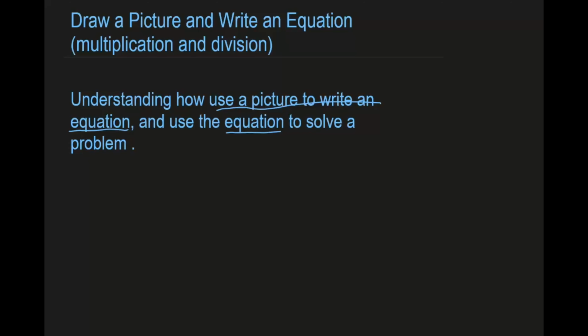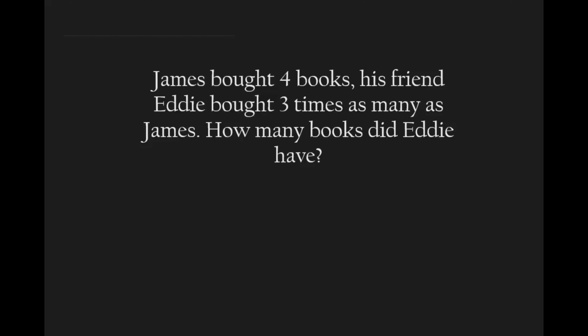So let's get started. Our problem here says James bought 4 books. His friend Eddie bought 3 times as many books as James. How many books did Eddie have? So we know that James bought 4 books, so let's underline that. And then we know that Eddie bought 3 times as many books. So let's underline that. Now, we have to figure out how many books Eddie had.